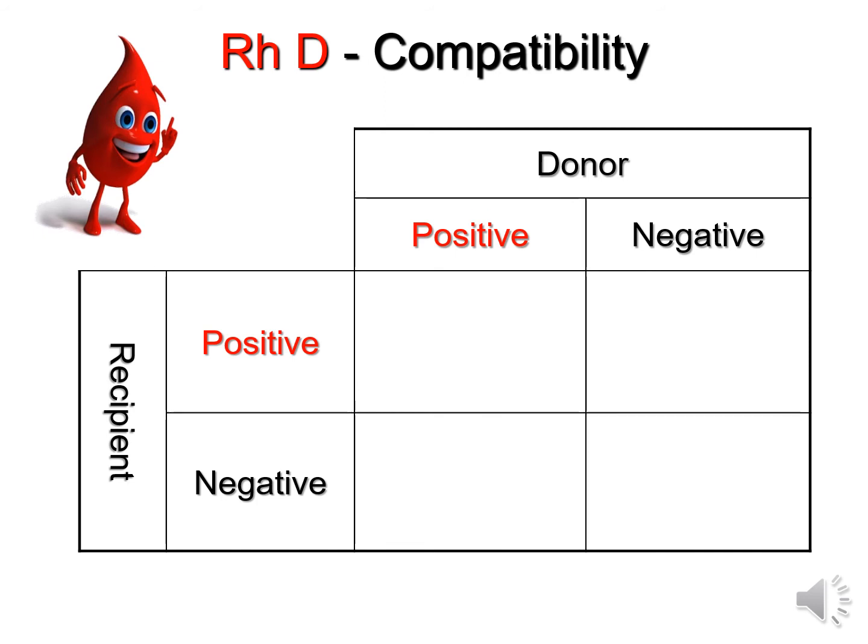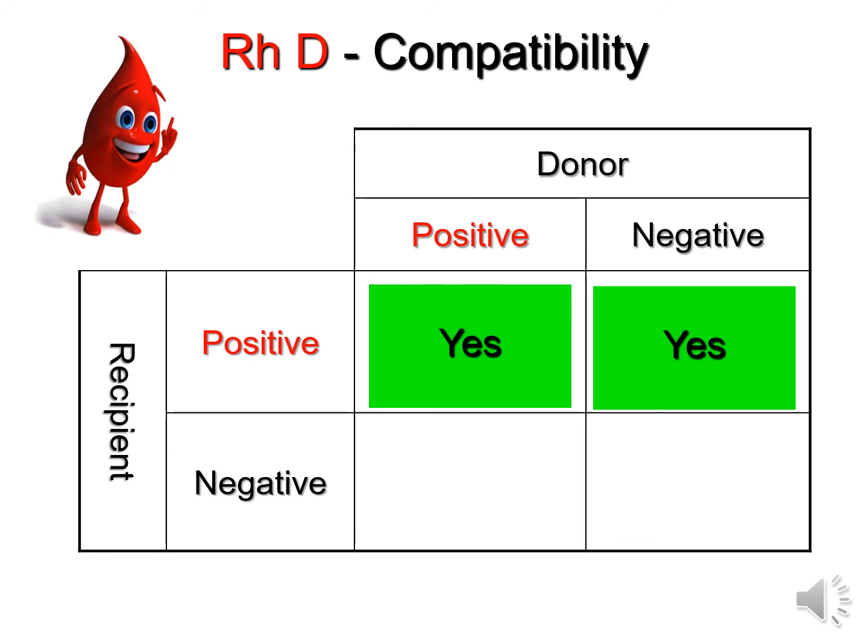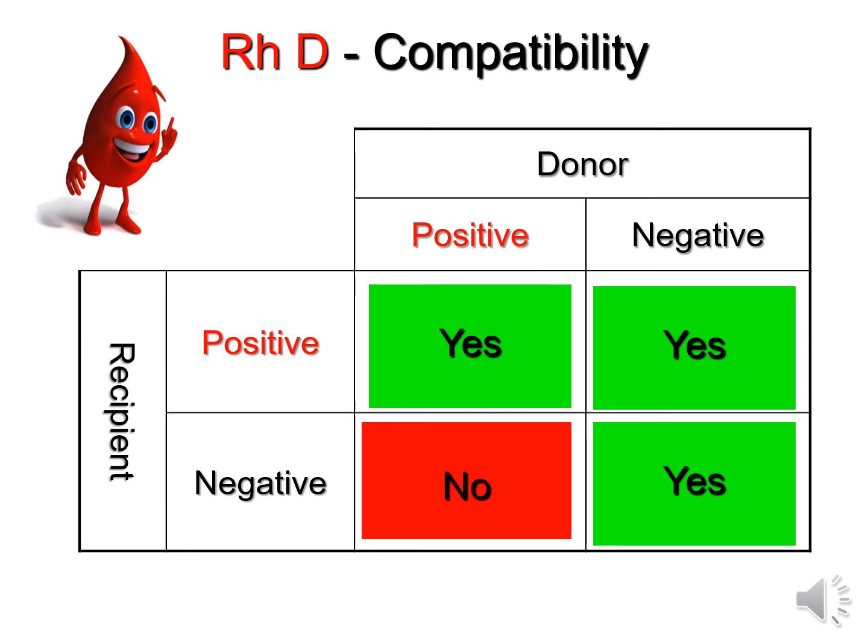If you're RhD positive, then you can receive RhD positive blood. If you're Rh negative, you can give Rh negative blood to an Rh positive person. However, if you're Rh negative, you cannot receive Rh positive blood, but you can receive Rh negative blood. So Rh positive blood is completely forbidden to be given or donated to a recipient.